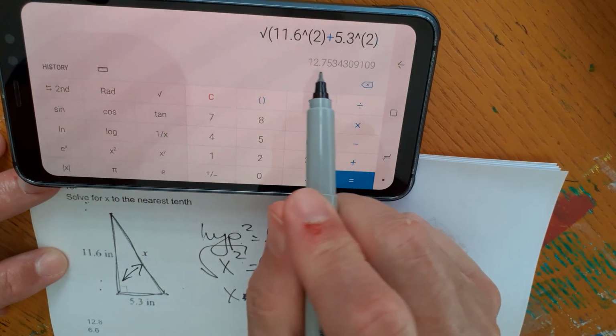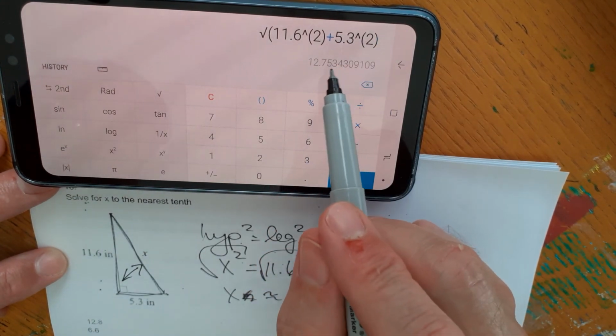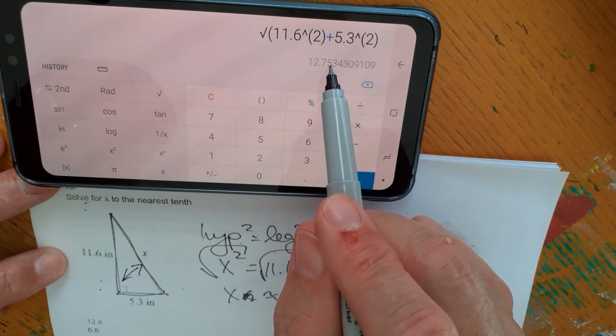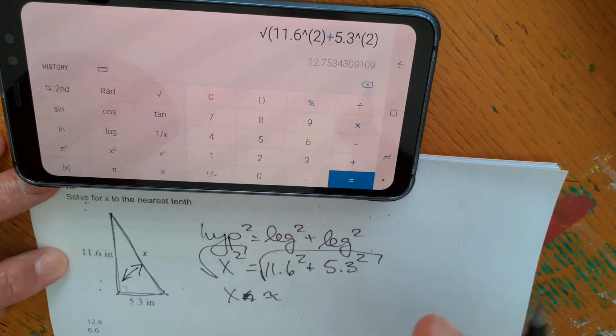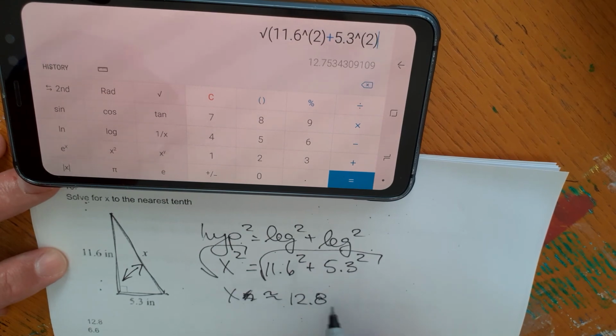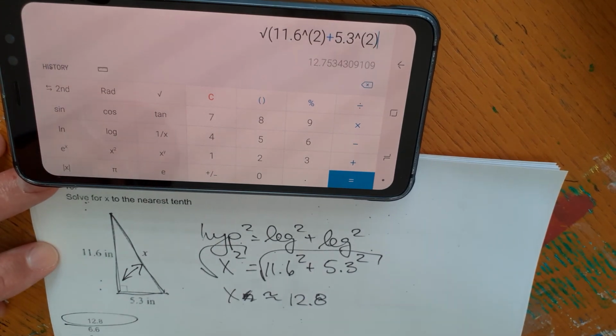Truncating means to cut off. And they said to the nearest tenth, so that would be 7. So because it's a 5 to the right, that's going to go to 8. So I'm going to have 12.8. And there we go. I got that, 12.8.